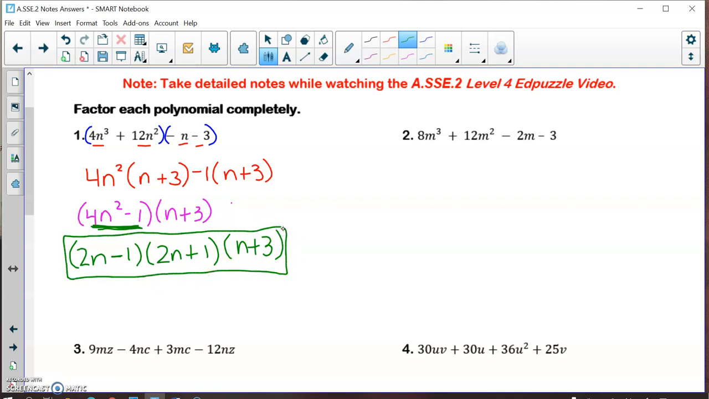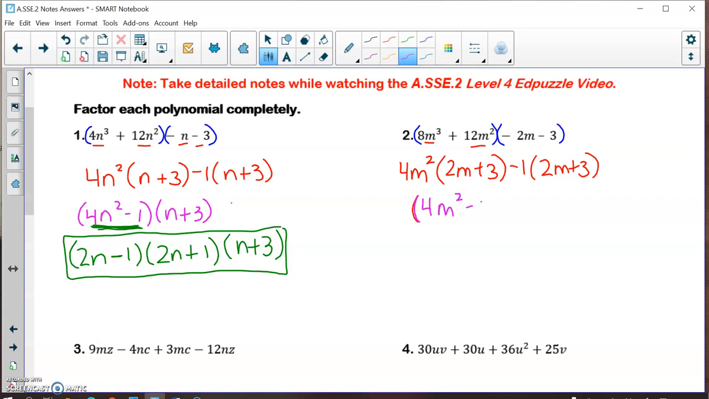Looking at number 2, it looks like there is no GCF to start, so we can jump straight into the grouping method because there are 4 terms. Doing my GCF out of my first 2 terms, that's going to be a 4m squared, and I will be left with a 2m plus a 3. I would need to factor out a minus 1 out of my next 2 terms to be left with a 2m plus a 3. So I have the following: 4m squared minus a 1 times a 2m plus a 3.